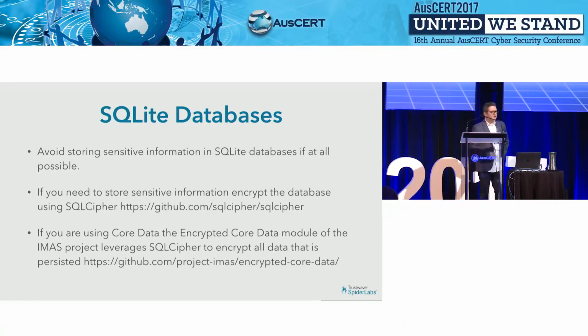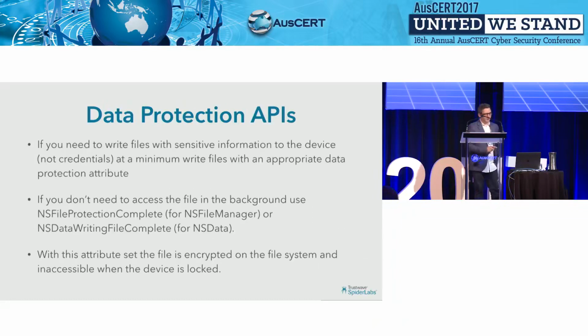SQLite databases. So avoid storing sensitive information in SQLite databases if at all possible. If you need to store sensitive information, encrypt the database using SQLCipher. There's encrypted Core Data as well. So if you are using Core Data, which SQLCipher, at least when I wrote this, didn't support, I don't know if it does, the IMAS project, that OWASP project I mentioned before, leverages SQLCipher, and it works with Core Data if you're using that. So it's there on their GitHub page. They have a bunch of modules.